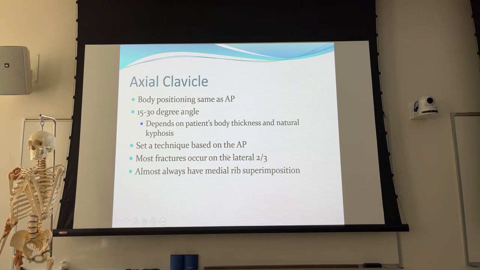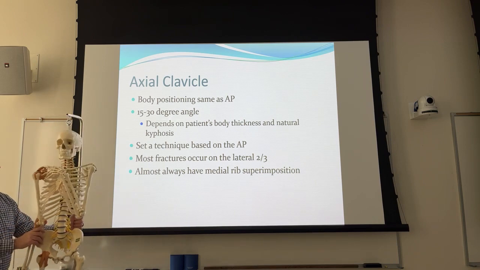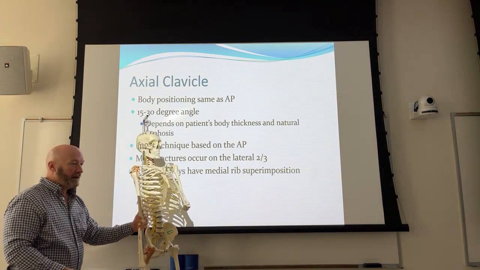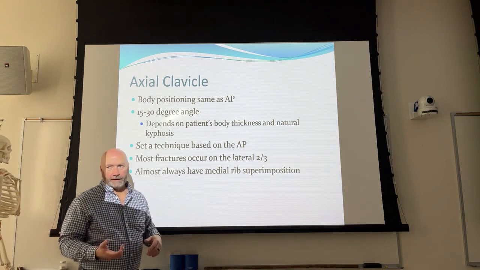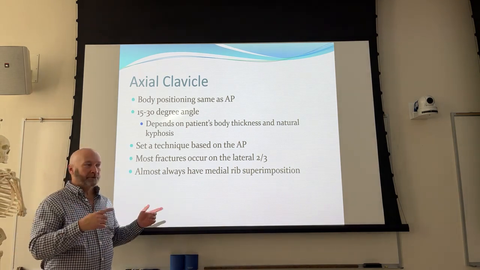So on the AP axial, your 15-30 degrees depends on a couple of things. One is how kyphotic the patient is. So again, if you have a kyphotic patient, they're going to be kyphotic regardless of if they're upright or laying down, right? So if you have a kyphotic patient, it naturally takes the clavicles and lowers them. So what you're going to need to do is increase your angulation. But at the same time, asthenic patients are going to require more angulation than hypersthenic patients.